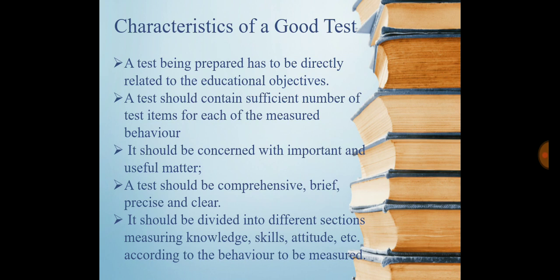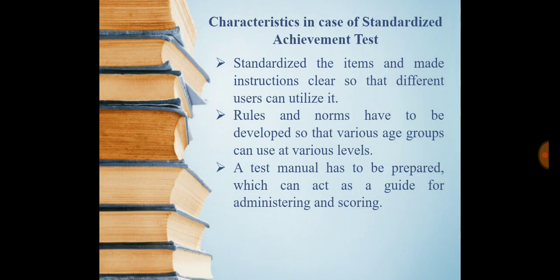Now, in case we plan to prepare a standardized test, a few more characteristics are to be considered in addition to the ones mentioned in the previous slide. So, in a standardized test, a test maker has to standardize the items and make instructions clear so that different users can utilize it. Again, the rules and norms have to be developed so that various age groups can use the test at different levels. A test manual has to be prepared, which can act as a guide for administering and scoring.